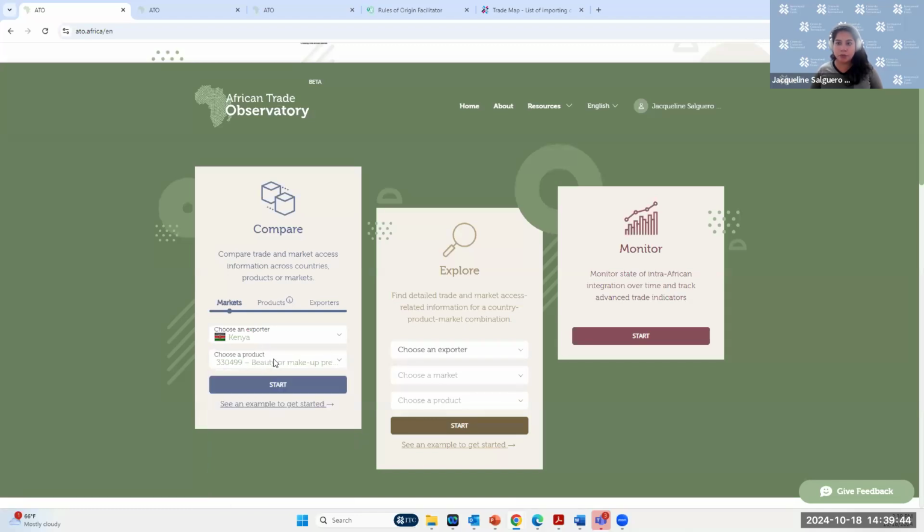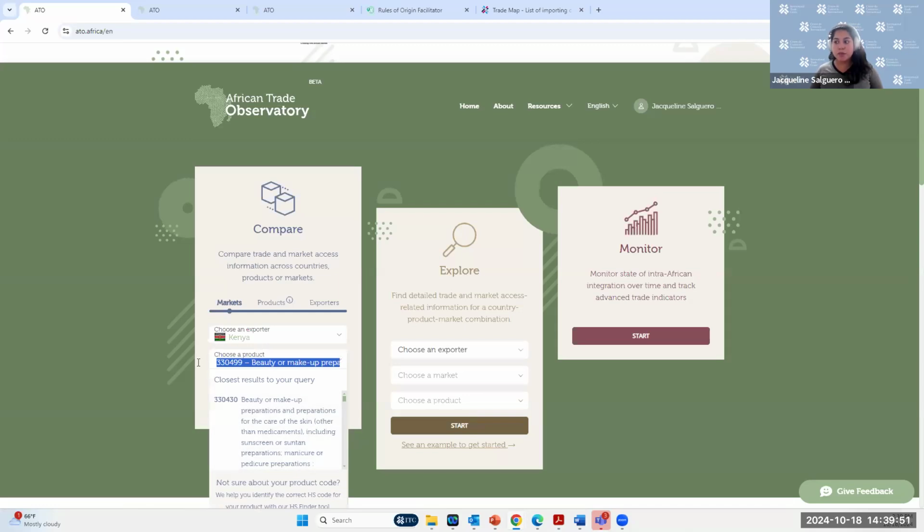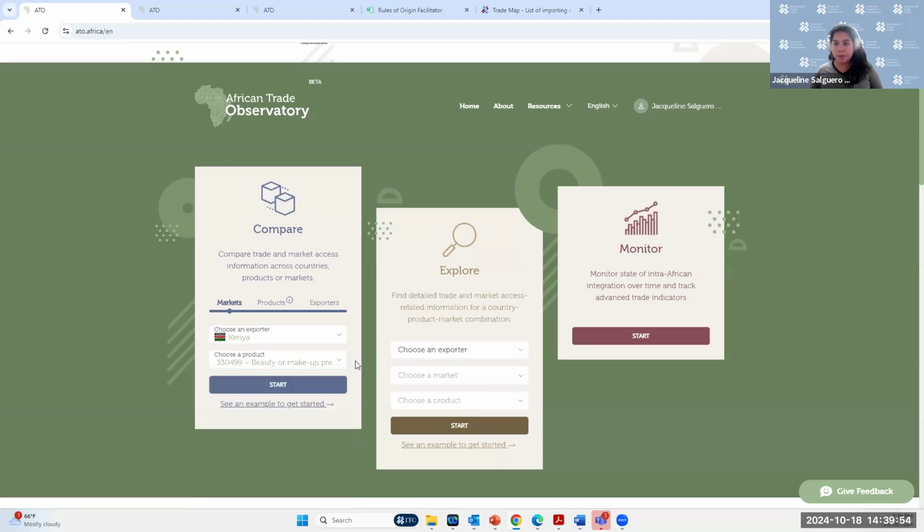Since I already gave you the code, it's 33499. I simply need to enter the code, and I will click on start. Again, if you don't know your product code, you can always click on HS Finder to identify the right code for your product. This is revised on a regular basis. For instance, I mentioned to you that the new classification is 2022. And as you know, when you go through customs, you need to provide this code to be able to export or import a specific product. So here we are using the 2022 classification, and you can always browse for your product code if you are not aware of it.